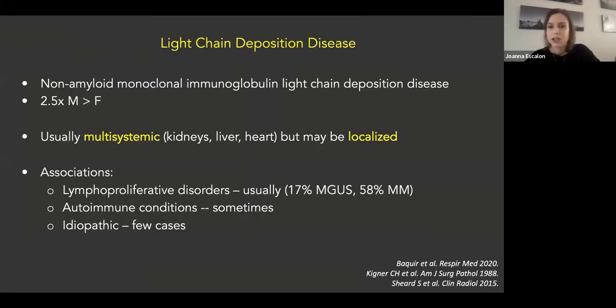They're both light chain deposition diseases, but in light chain deposition disease, those light chains don't crumble up into amyloid fibrils. Light chain deposition disease affects men more than women. It's usually multisystemic, involving the kidneys, liver, heart, but it can be localized, including localized to the lung. And it has one really important association, and that's lymphoproliferative disorders. 75% of patients with light chain deposition disease are going to have either multiple myeloma or MGUS. So getting your SPEP, UPEP, urine testing, that's going to be really important in these patients. It's sometimes associated with autoimmune conditions, and it's rarely idiopathic.